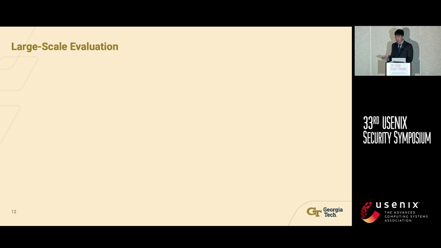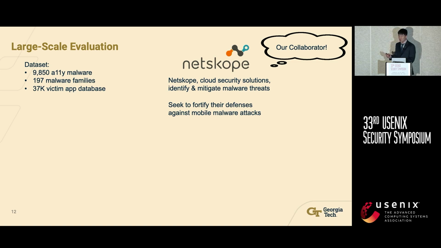So for the large-scale evaluation of Diva, we collected a dataset consisting of 9,850 ally malware, spanning 197 malware families. And the victim app database consists of 37K real victim apps. This was done in collaboration with our collaborator Netskope, a cloud security solutions company that aims to identify and mitigate malware threats. They also seek to fortify their defenses against mobile malware attacks. We run Diva with an average runtime of 110 seconds with no front-end overhead on the user's device.